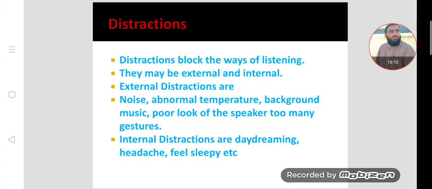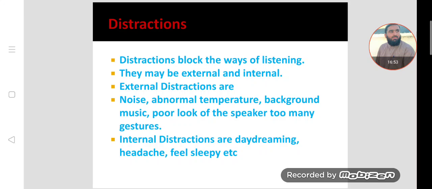Distractions mean, dear students, the things and concepts that are obstacles which block the ways of listening. So try to avoid these distractions, okay? When there is too much noise, abnormal temperature, or background music, stop these things. Poor look of the speaker: it is the responsibility of the speaker to prepare himself or herself for the activity of speaking. Too many gestures also create problems in listening, okay?